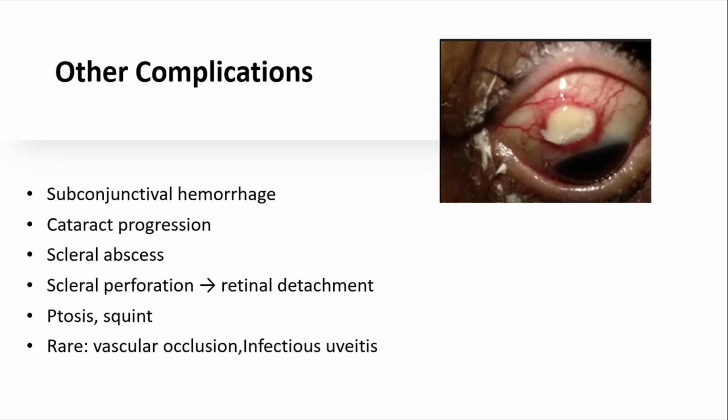Other complications include subconjunctival hemorrhage, cataract progression, scleral abscess, scleral perforation, ptosis, squint, and very rarely vascular occlusion. Sometimes if we inject the drug very fast, it can even end up in a vessel occlusion.